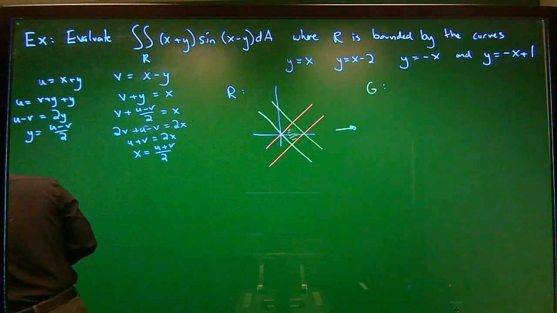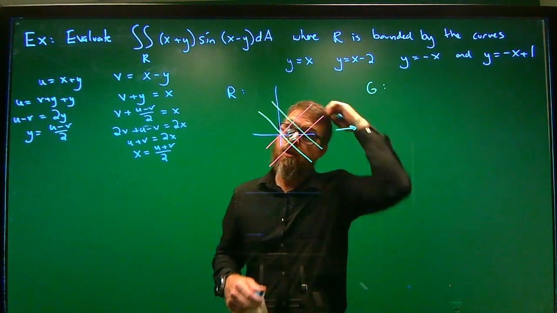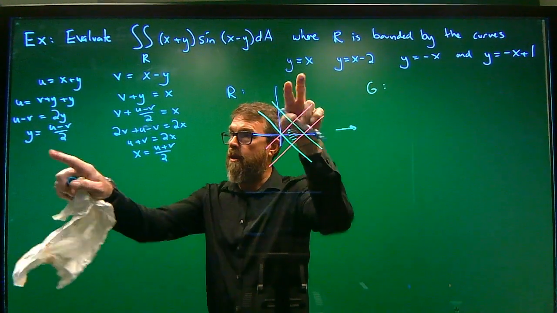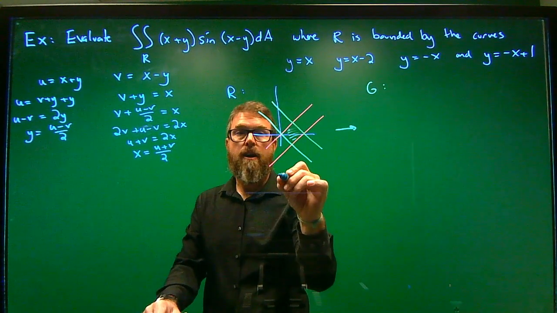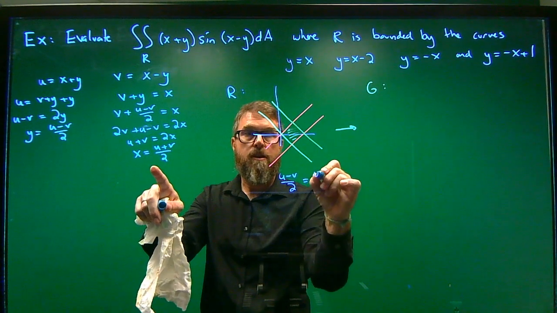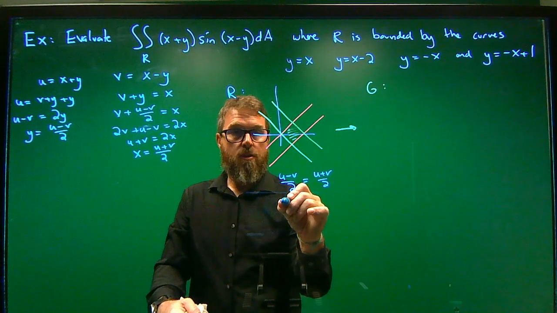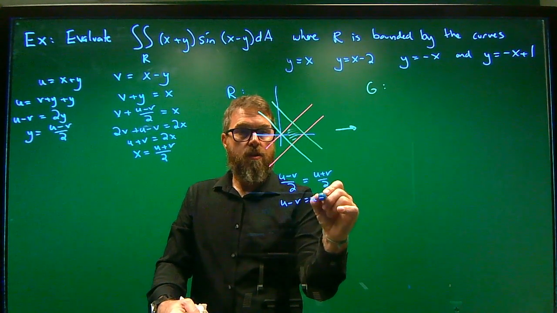So in order to do that, I'm going to have to plug these things in here and see what happens here. So y is equal to x. So what I know is y is going to be equal to (u minus v) all over 2, is equal to x, which is going to be equal to (u plus v) over 2. Multiplying both sides by 2, u minus v is going to be equal to u plus v.